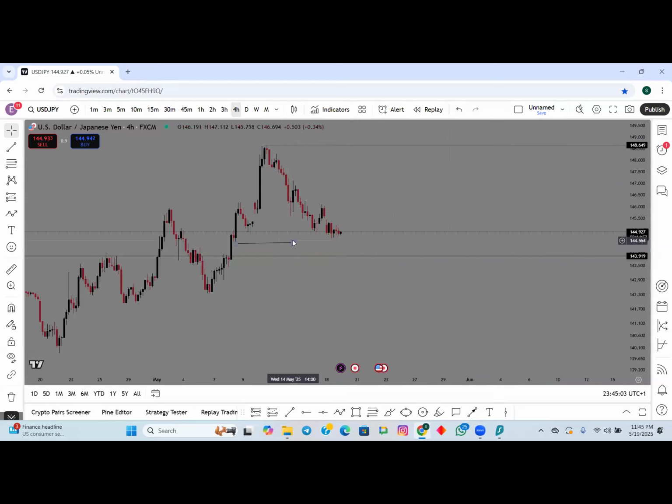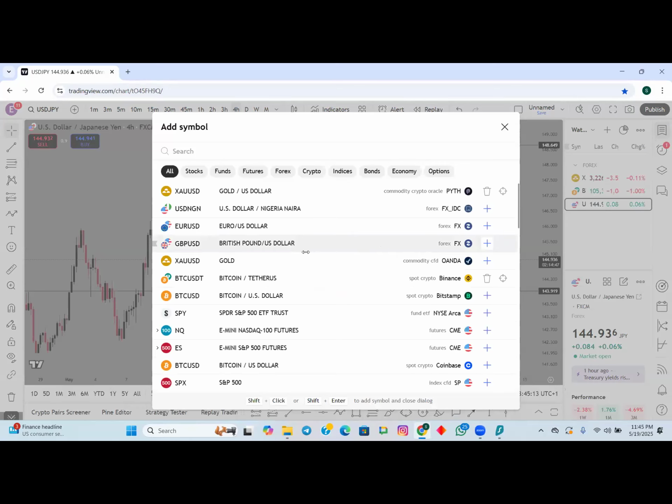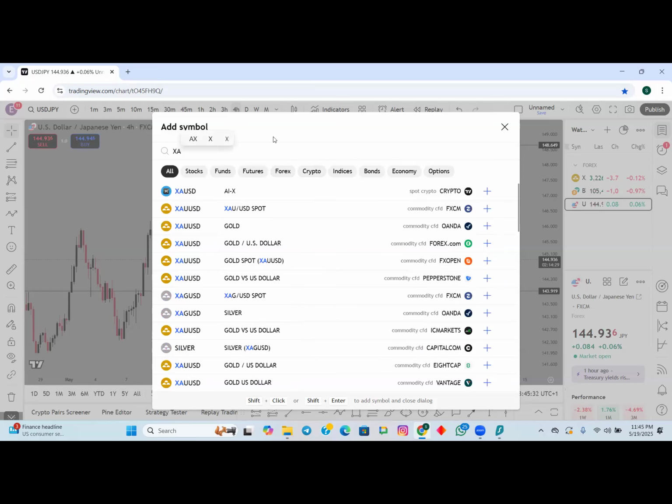I don't know if I should use another pair again to show you as an example. Yeah, please let's try another pair to see. Which other pair now? Can we use silver? Silver, which is XAG USD.